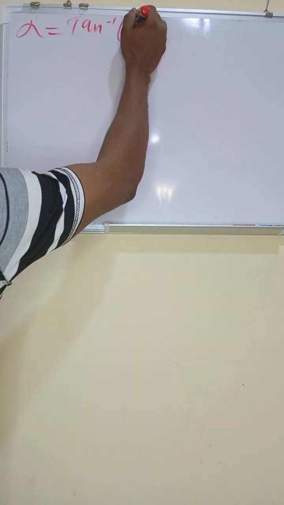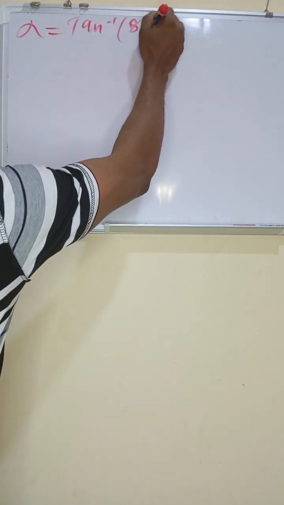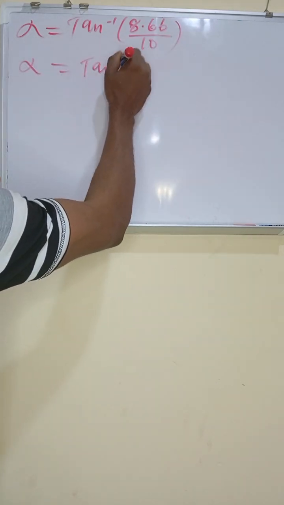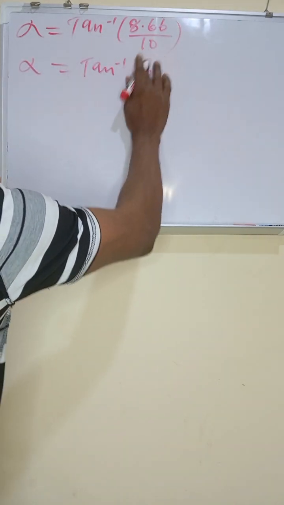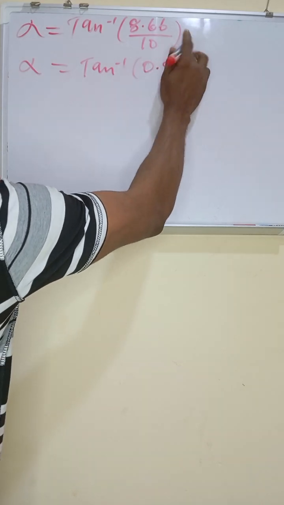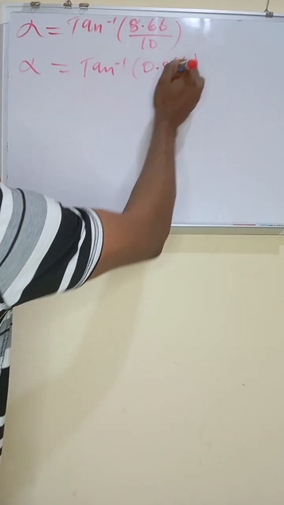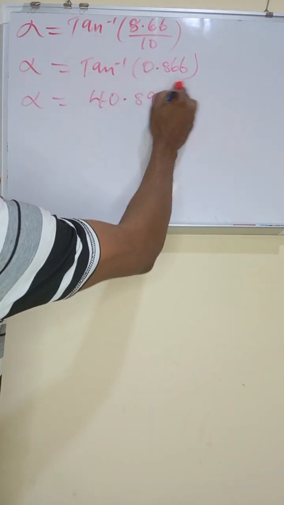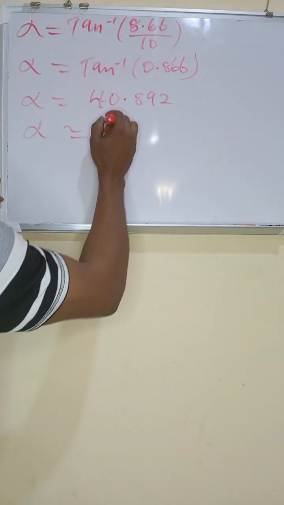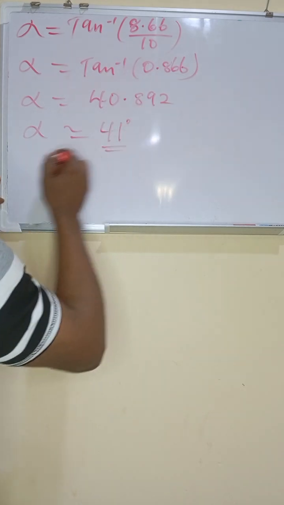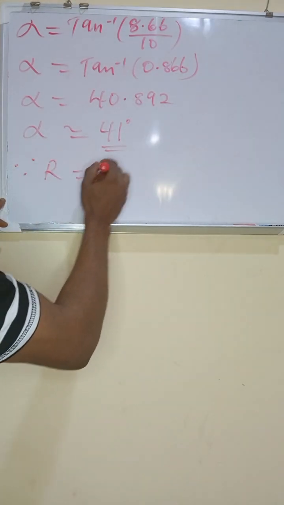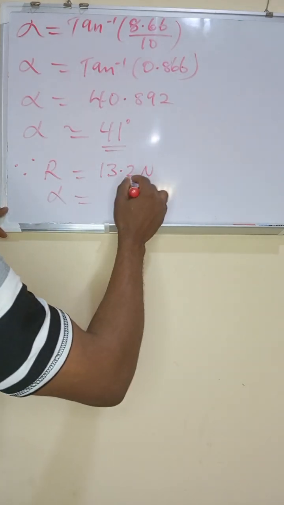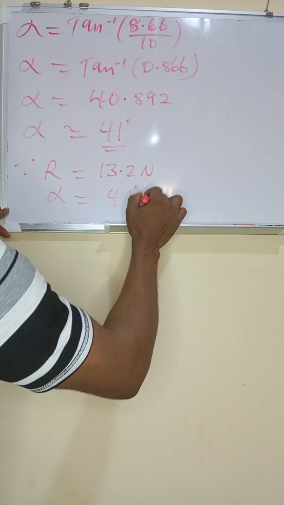Equals tan inverse of 8.66 divided by 10. Alpha equals tan inverse of 0.866. Then alpha equals 40.892, approximately 41 degrees. Therefore, our resultant force is 13.2 Newton, and alpha equals 41 degrees.